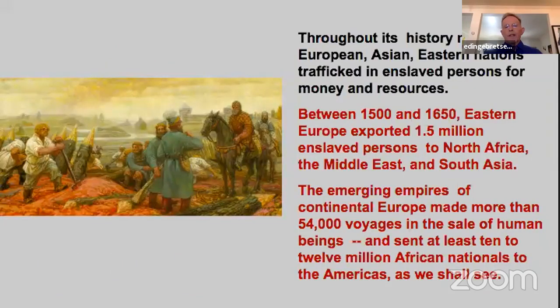So throughout its history, European, Asian, and Eastern nations trafficked in enslaved persons for money and resources. Between 1500 and 1650, Eastern Europe, as we just saw, exported 1.5 million enslaved persons to North Africa, the Middle East, and South Africa. The emerging empires of continental Europe made more than 54,000 voyages in the sale of captive human beings, and sent at least 10 to 12 million African nationals to the Americas.